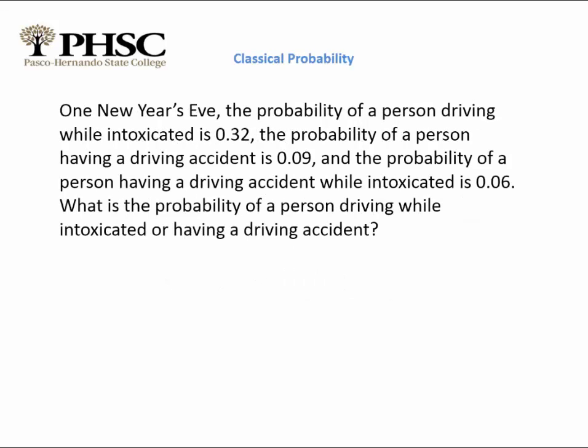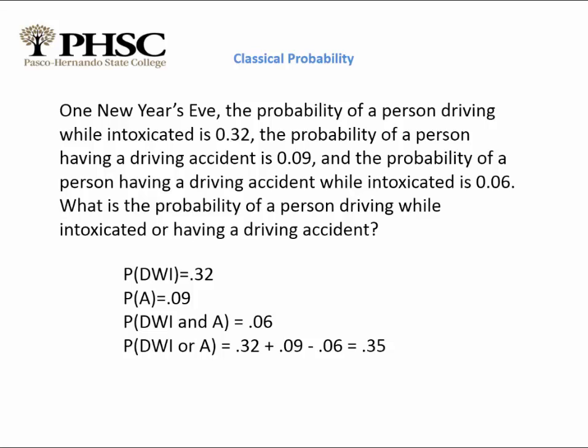And here we have the last example. New Year's Eve. The probability of a person driving while intoxicated is 0.32. The probability of a person having a driving accident is 0.09. Probability of a person having a driving accident while intoxicated is 0.06. So what's the probability of a person driving while intoxicated or having a driving accident?